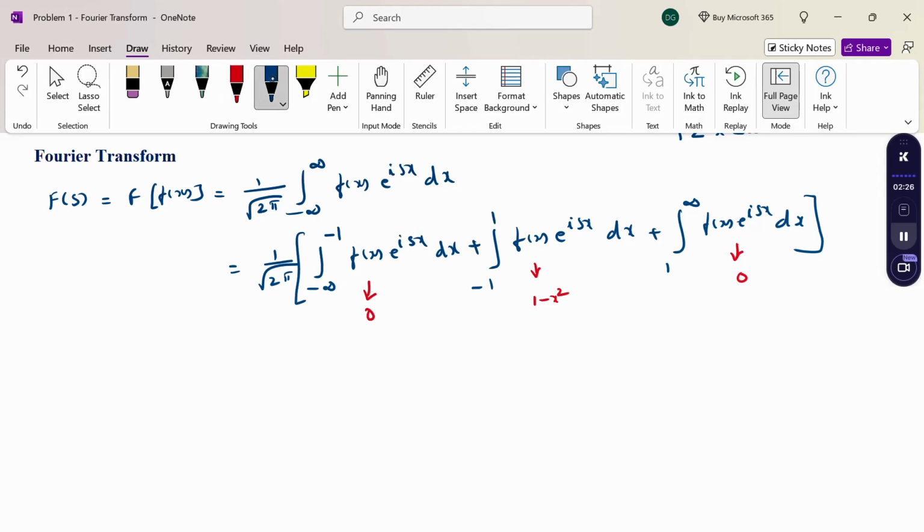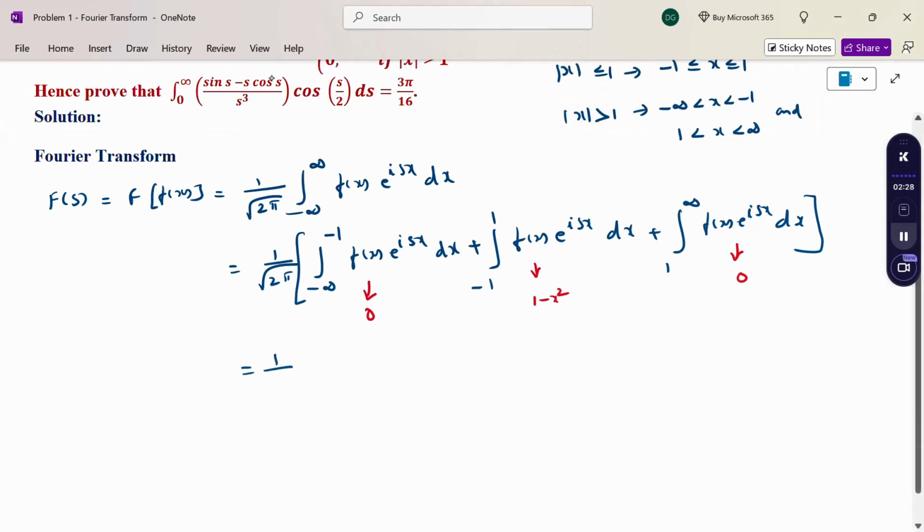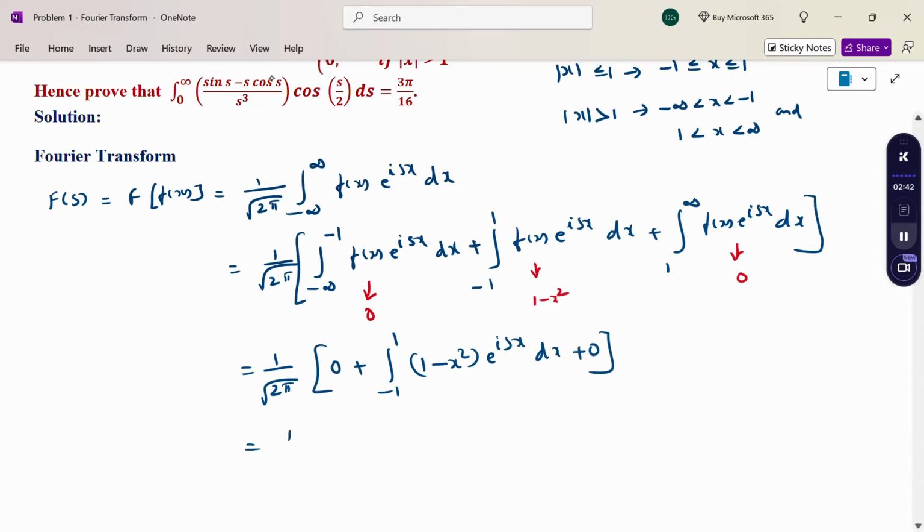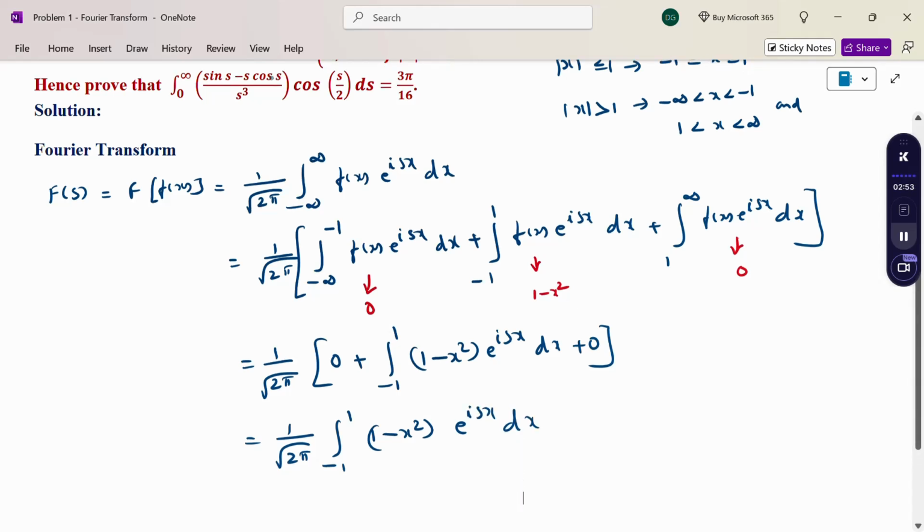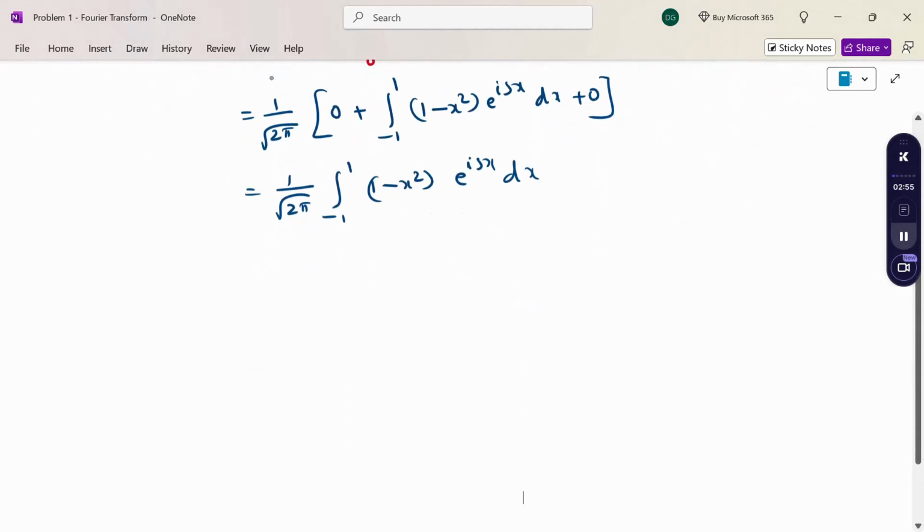Therefore, substituting, we get 1 by square root of 2 pi times 0 plus integral minus 1 to 1 of 1 minus x square e power isx dx plus 0. Now 1 by square root of 2 pi, integral minus 1 to 1 of 1 minus x square e power isx into dx. Now integrate with respect to x.